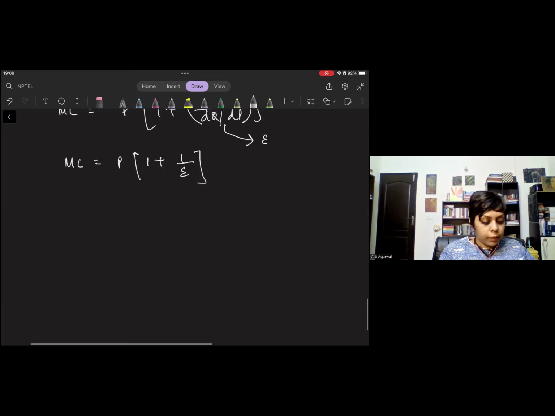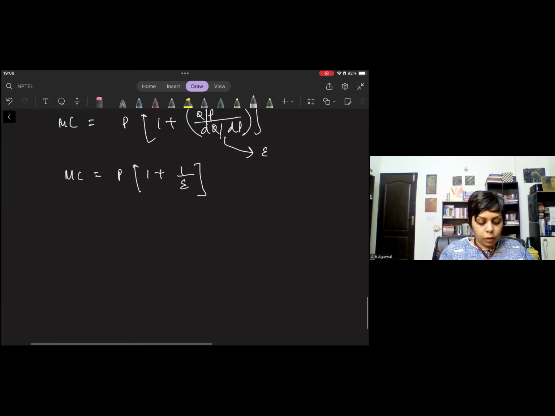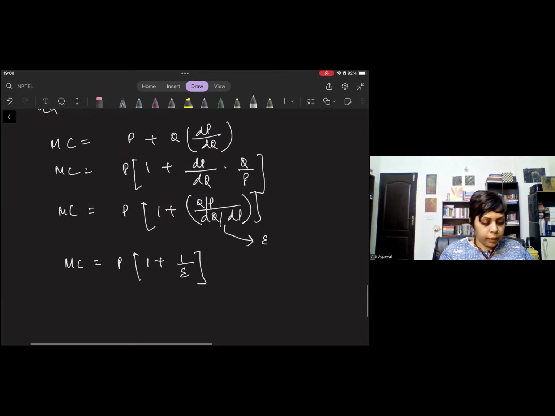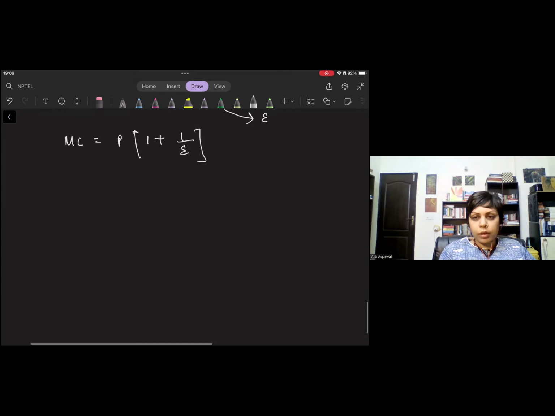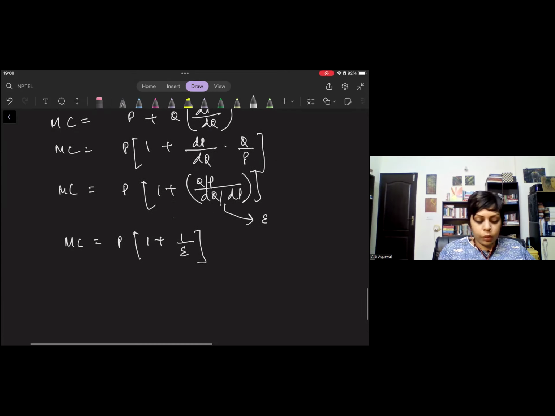Now, what you're saying is that in the case of elasticity being greater than 1, what happens if the price increases? That's what your question is.